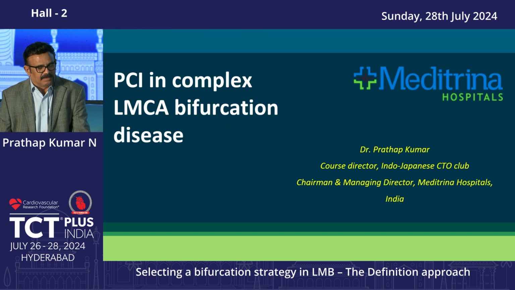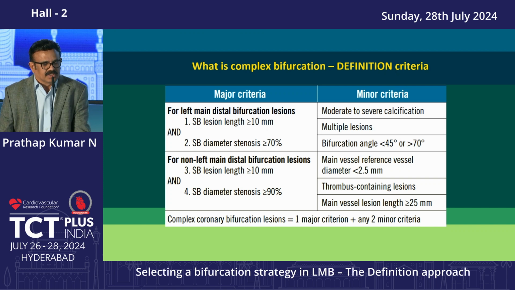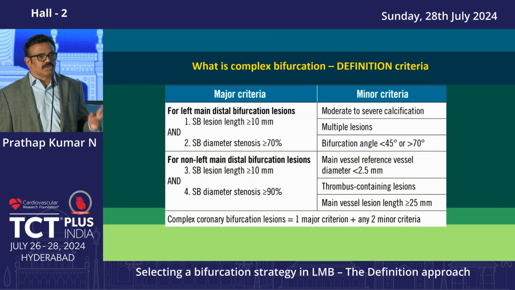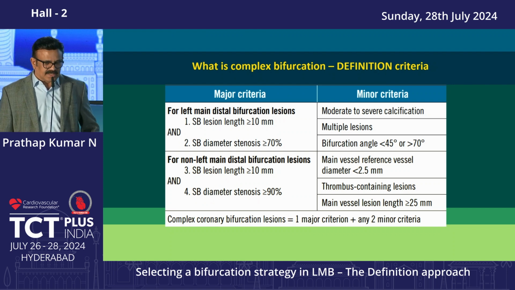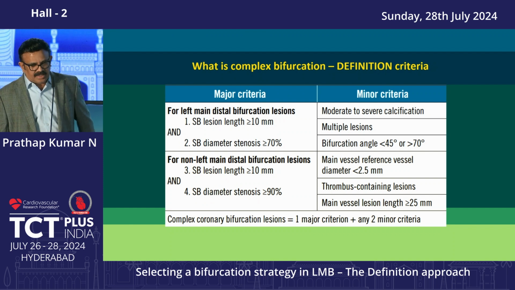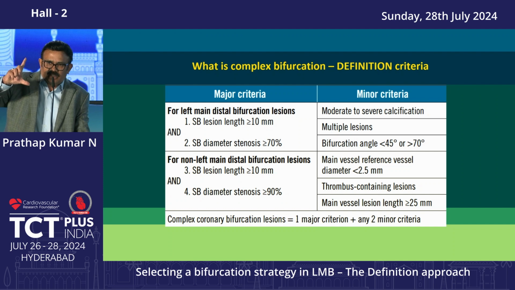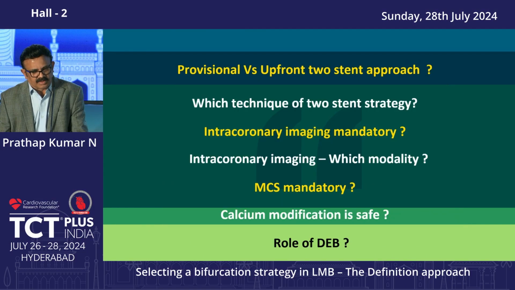PCI in complex LM bifurcation disease. What is a complex bifurcation? I will look into the definition criteria, where the complex bifurcation is one major criterion with any two minor criteria. All the major criteria depend upon the side branch vessel disease: more than 10 millimeters and more than 70% stenosis. The minor criteria are moderate calcification, multiple lesions, and bifurcation angle less than 45 or more than 70. If you take 2 plus, it comes as a complex lesion. So the complex lesion is one major criterion with two minor criteria.